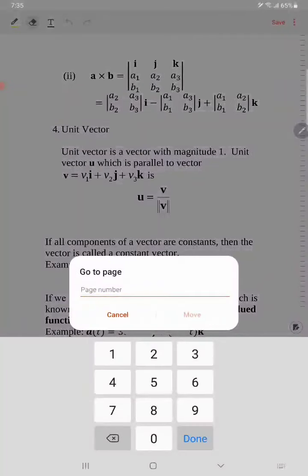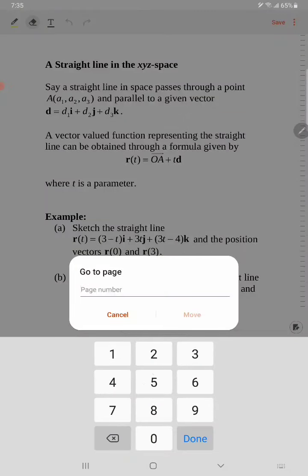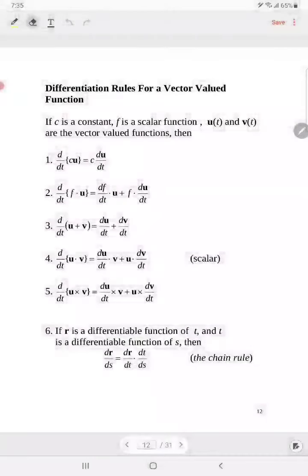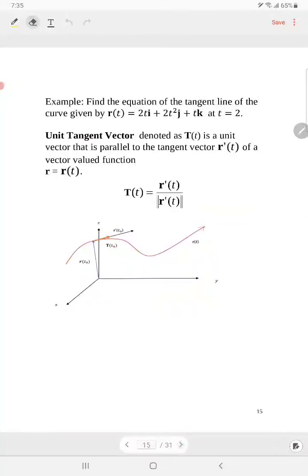So if you want a unit tangent vector, what you do is you take the tangent vector and divide by its magnitude. So you do need to know about this formula. So unit tangent vector is r prime divided by magnitude of r prime.